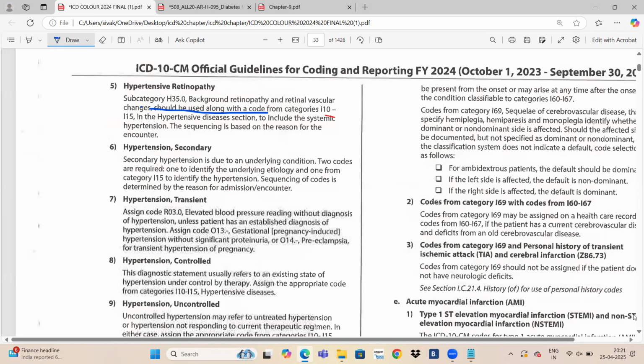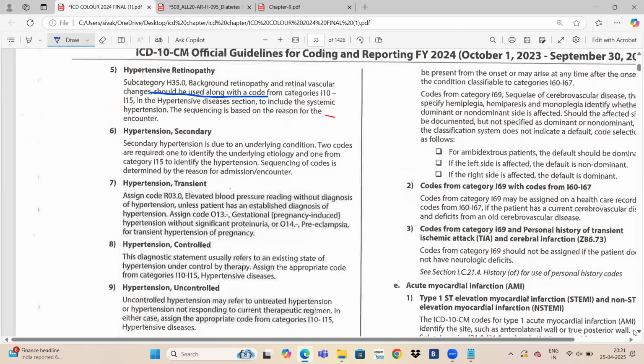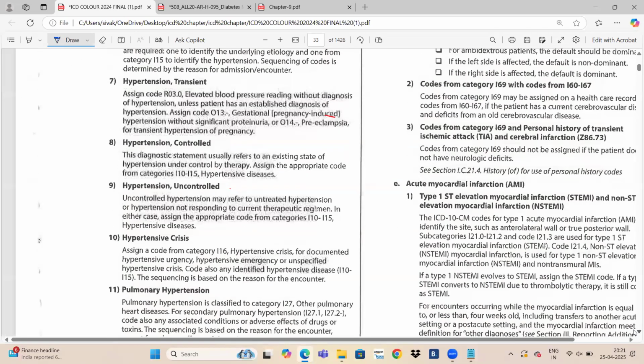Then hypertensive transient. Remember, transient means you need to code as elevated blood pressure. Don't code hypertension if they mention transient hypertension. You need to code elevated blood pressure.